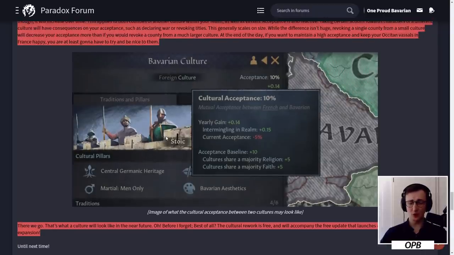Bavarian culture. We are Stoic. Yeah, fair enough. Central Germanic heritage, of course. Oh, so you actually split Central Germanic and North Germanic and West Germanic, I guess. That's actually really neat. Martial, Min only. Bavarian aesthetics and language we sadly don't see, but I have to assume it's just German, right?